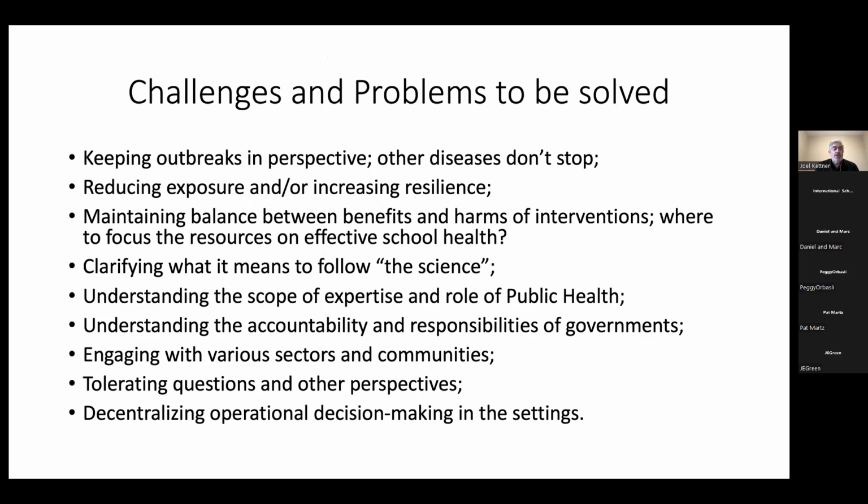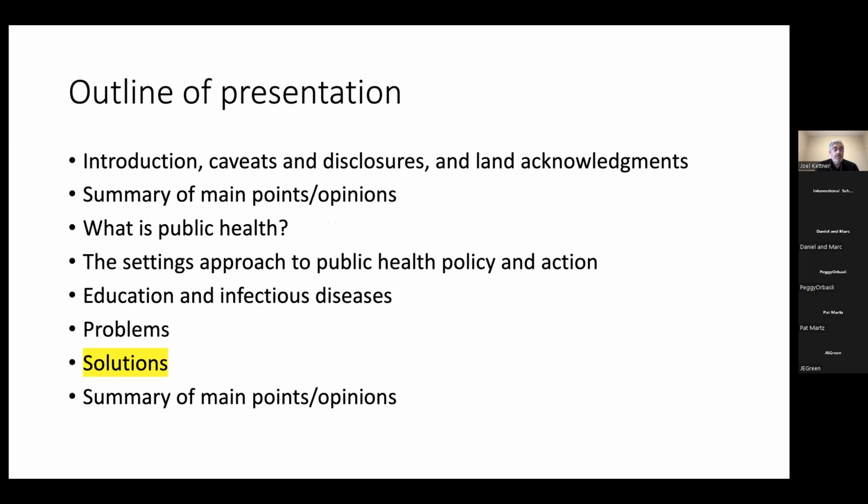So these are problems which I think need to be solved, keeping outbreaks in perspective. So there's an interest in what we can do to prevent outbreaks. That's important. But my concern about what has happened and what's happening is about keeping things in perspective and understanding what it means to follow the science. There isn't one science, there's debate within scientists, understanding that public health doesn't make big decisions like this, that they're made by government, tolerating questions and other perspectives, etc. What's the solution?